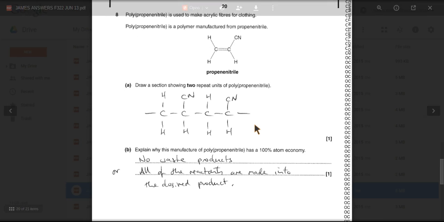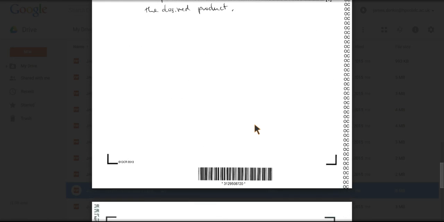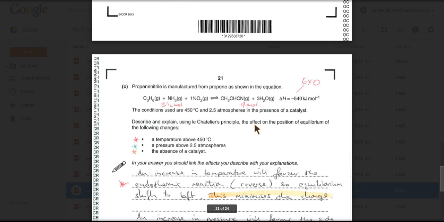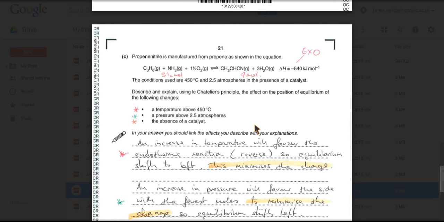Why is this manufacture of polypropane nitrile? Why does it have a 100% atom economy? There are no waste products. So now it turns into a test of your equilibrium knowledge.